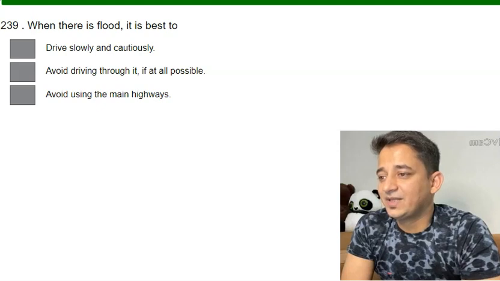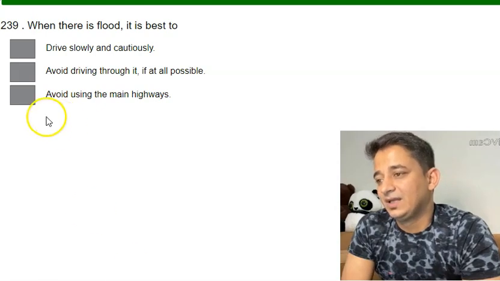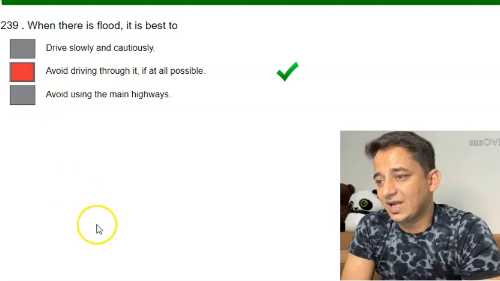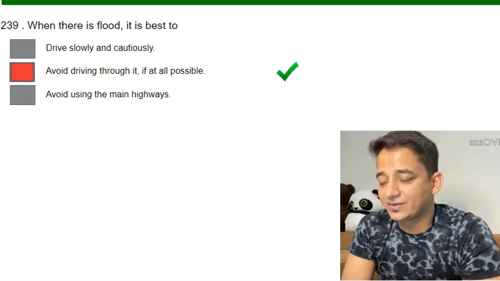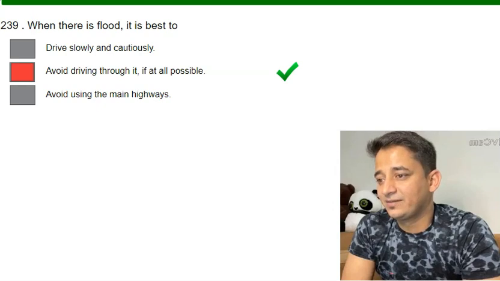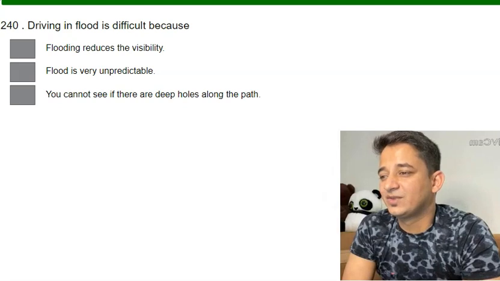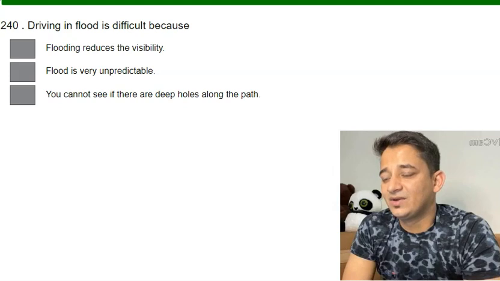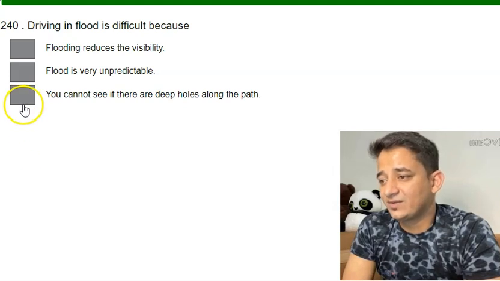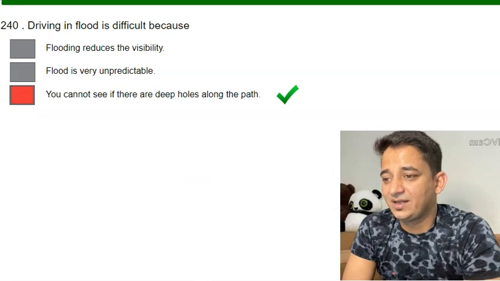When there is a flood, it is best to drive slowly and cautiously, avoid driving through it if at all possible, or avoid using the main highway. I think option 2 is right: if it's flooded, do not drive, avoid it. Driving in a flood is difficult because flooding reduces visibility. A flood is very unpredictable. You cannot see if there are deep holes along the path. So for me, the most correct one is the last one.